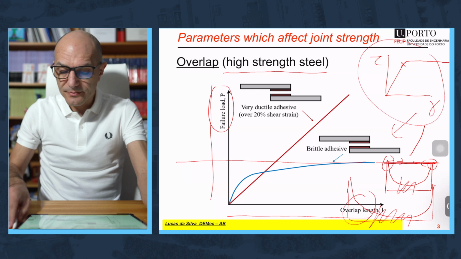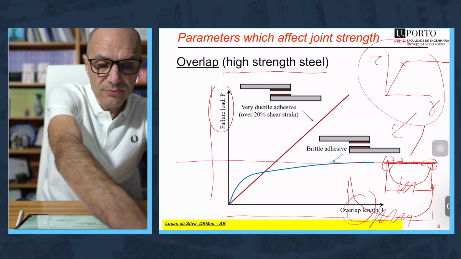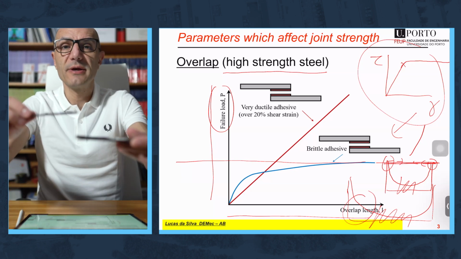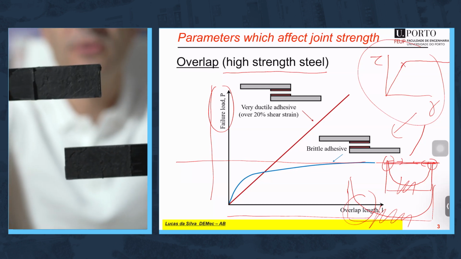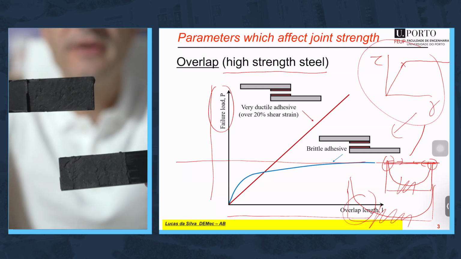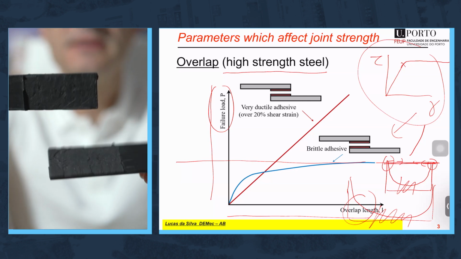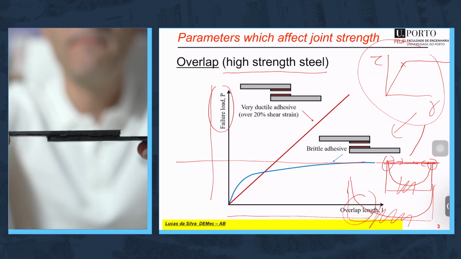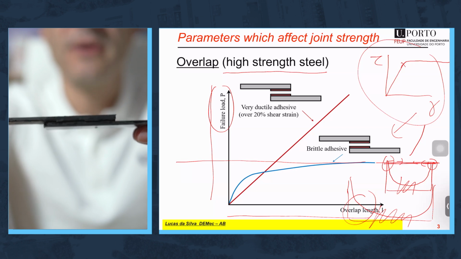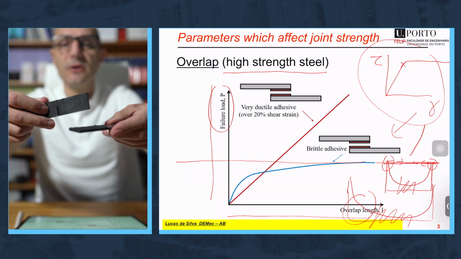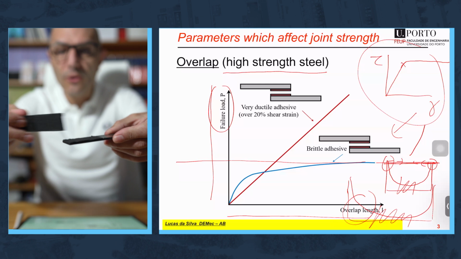Let me show you again. I have shown this joint previously, but I show it again. This is a typical case. You have a 2K polyurethane, a two-part polyurethane, very ductile, and the whole overlap has yielded, okay? And you have perfect proportionality between the failure load and the overlap. That's the ideal situation. You really take advantage of the whole overlap.